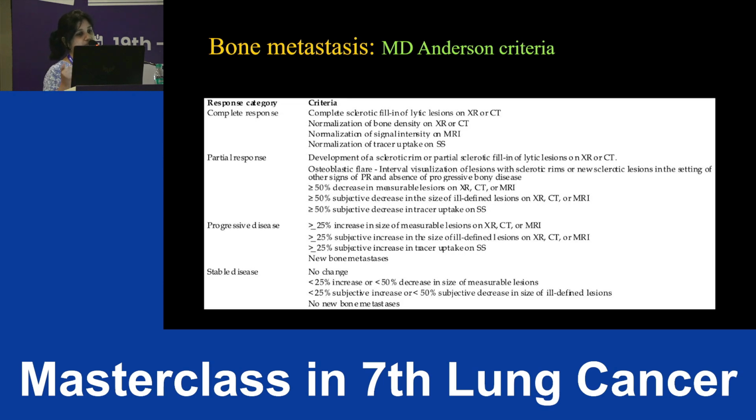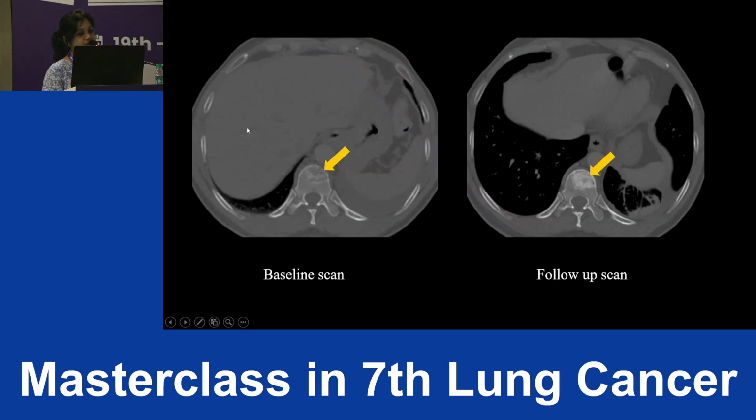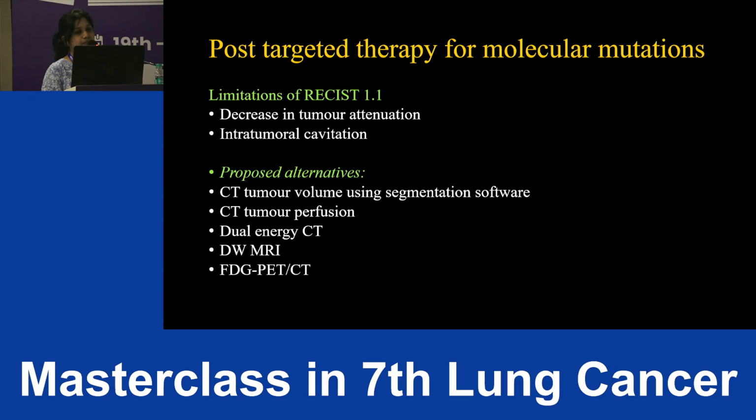Progressive disease, if there's a more than or equal to 25% increase in the size of the lesions. And stable disease, not fitting into either. So this was a baseline scan, and you can see there is increase in sclerosis. So this is a case of a response and not progression.